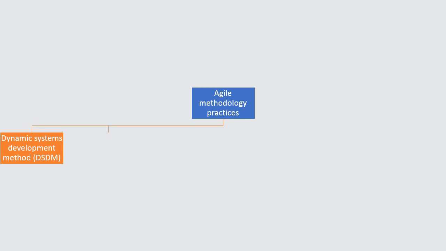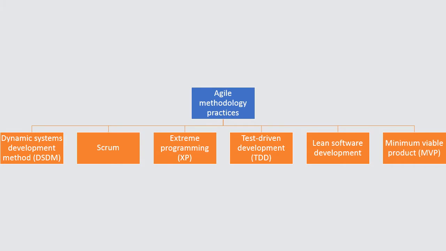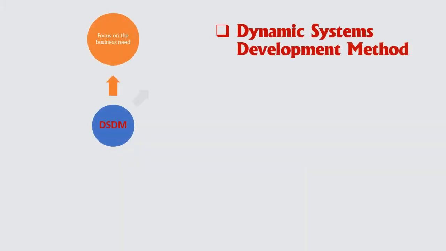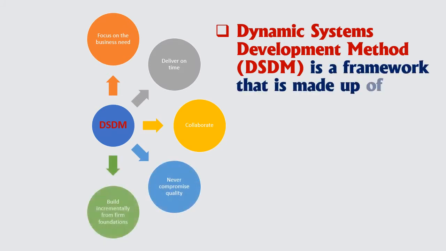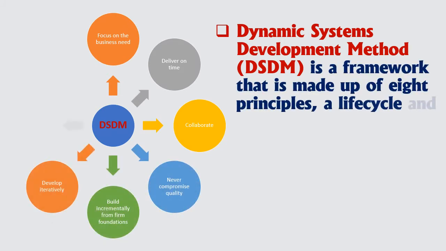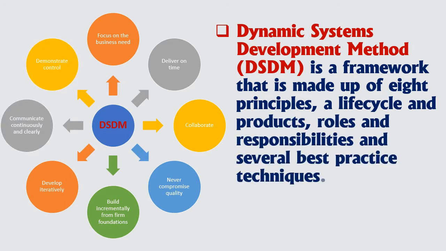Agile methodology practices are dynamic systems development method, Scrum, extreme programming, test-driven development, lean software development, and minimum viable product. Dynamic systems development method is a framework that is made up of 8 principles, a lifecycle and products, roles and responsibilities, and several best practice techniques.